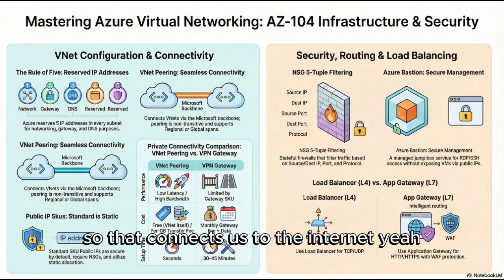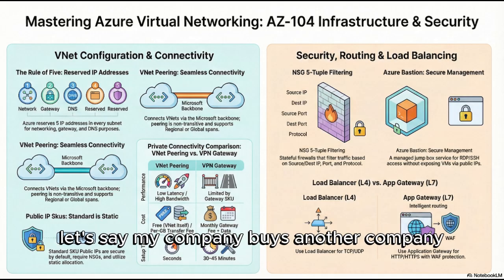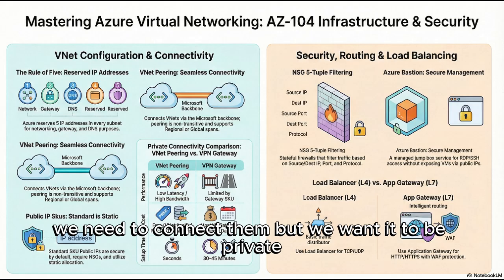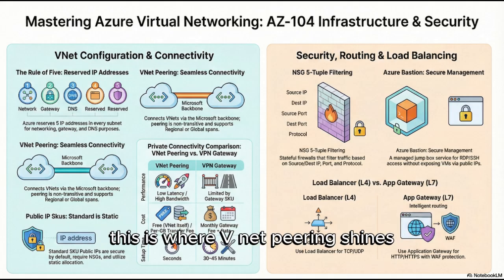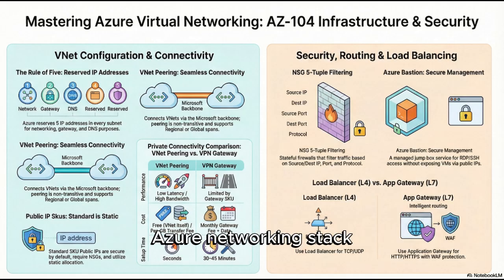Okay, so that connects us to the internet. But what about connecting to other private networks? Let's say my company buys another company. I have my VNet in New York. They have a VNet in London. We need to connect them, but we want it to be private. We don't want to go over the open internet. This is where VNet peering shines. It is probably one of the strongest features in the entire Azure networking stack.